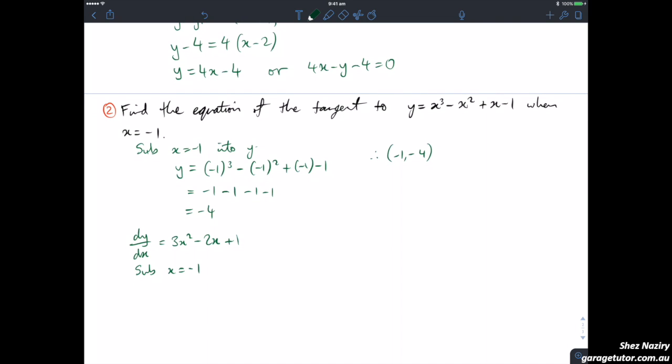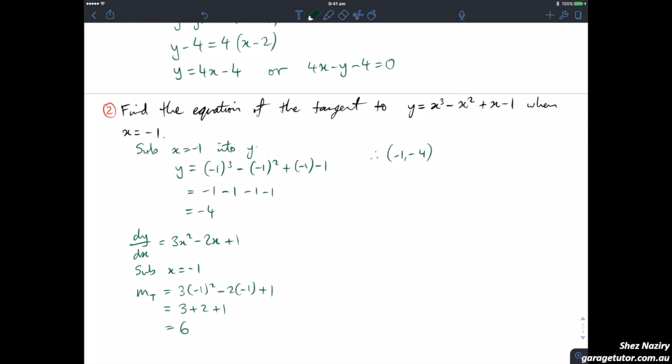So what does dy/dx become when I sub the value in? m, the gradient. m of the tangent. So we get 3 of negative 1 squared minus 2 times negative 1 plus 1. So that becomes 3 plus 2 plus 1. Okay, 6. Oh yeah, 3 plus 2 is 5. So we have 6. That's an ugly 6. There we go.